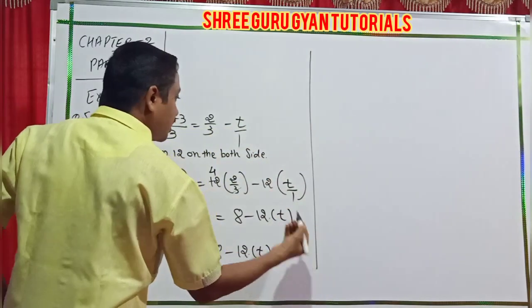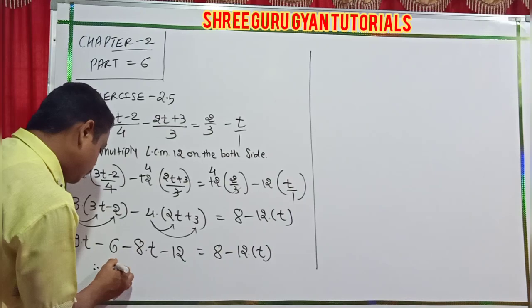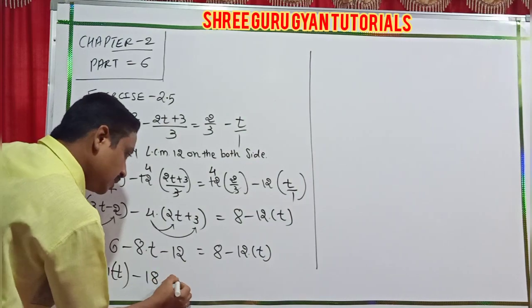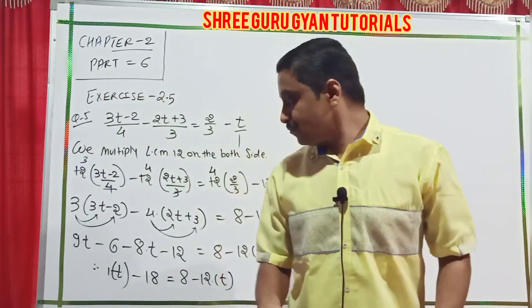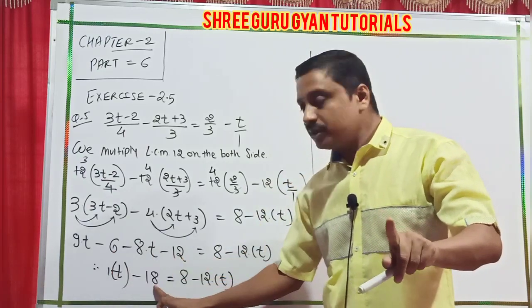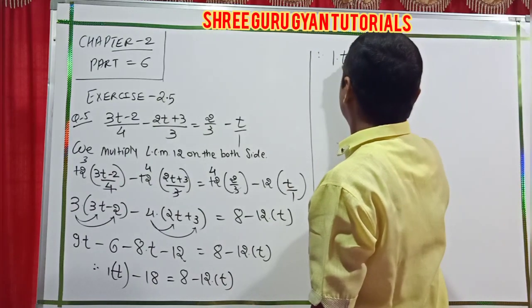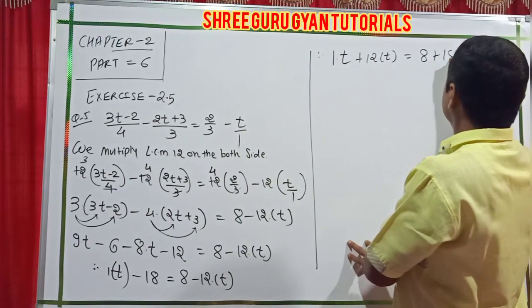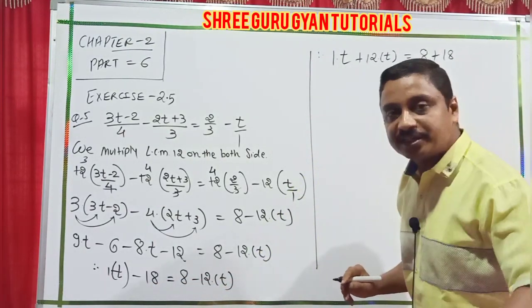Now students, collect your like terms. 9t minus 8t is t only, 1t. And minus 6 minus 12 is minus 18. And here 8 minus 12t is the same. One more time to repeat: 9t minus 8t is 1t only, and minus 6 minus 12 is minus 18. Now 1t and 12t both collect, so you get 1t plus 12t is equal to 8 plus 18. Students, this 8 and this 18 both collect, so minus 18 converts to the right side as plus 18.